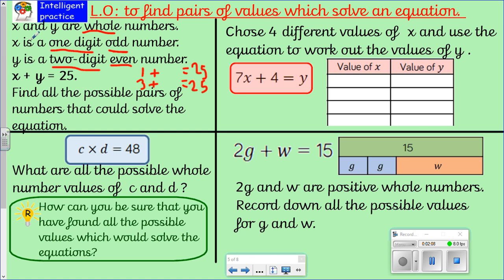X cannot go past 9. X cannot be 10. 10 is not a 1-digit odd number, okay? So as soon as you get anywhere near 9, you need to stop.